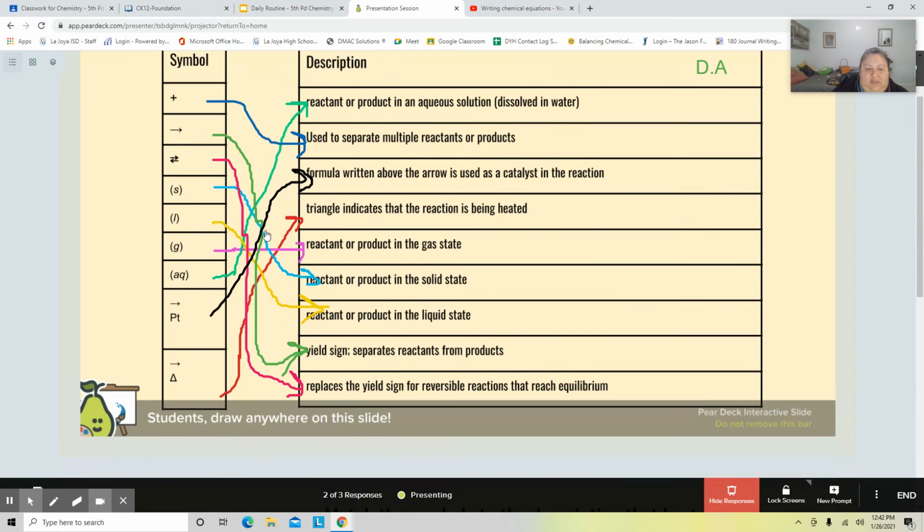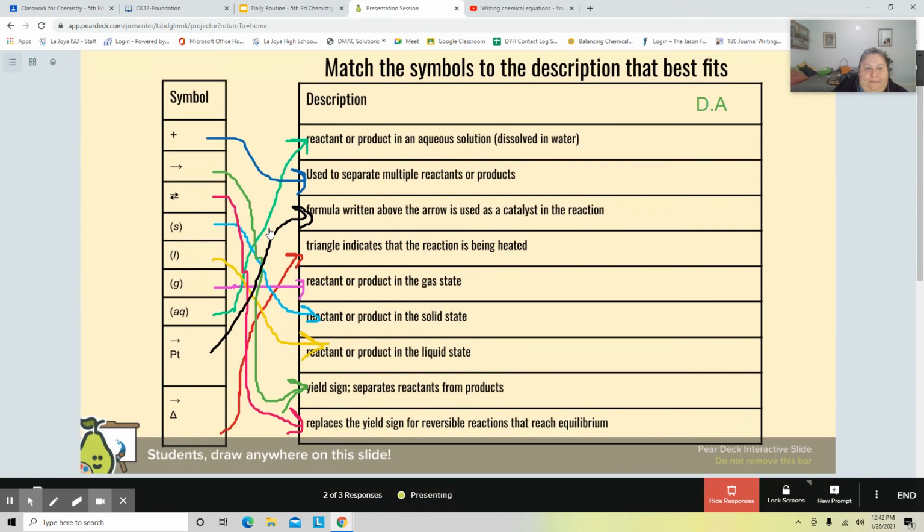All right, let's discuss. Okay, so the plus sign is definitely used to separate reactants from products. The arrow is our yield sign. The double arrow is our reversible reaction symbol. S in parentheses means it's solid. L in parentheses means it's liquid. And G means that it's in the gas state. AQ is aqueous solution. Very good. That was pretty easy to see, right?